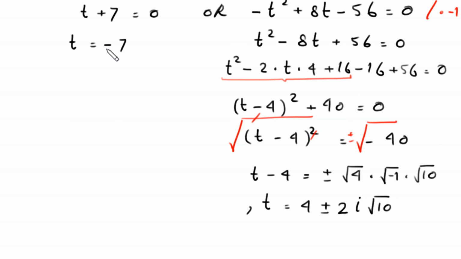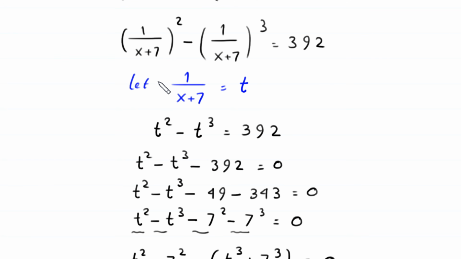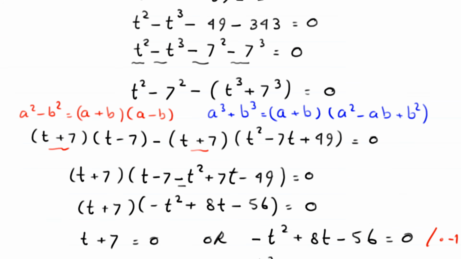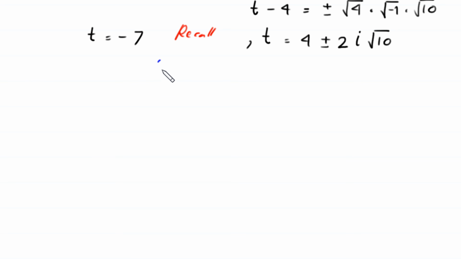And first we found this value of t is equal to negative 7. Now recall that we have supposed that 1 over x plus 7 equal to t. So when t is negative 7, then this will become 1 divided by x plus 7 equal to negative 7.